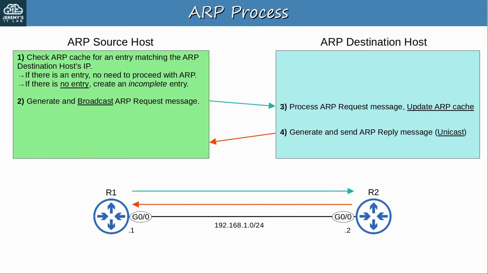Then, the destination host will generate and send an ARP reply message, this time unicast directly to the source host. Then, the source host will process the ARP reply message and update its ARP cache, meaning the incomplete entry above will now be complete.